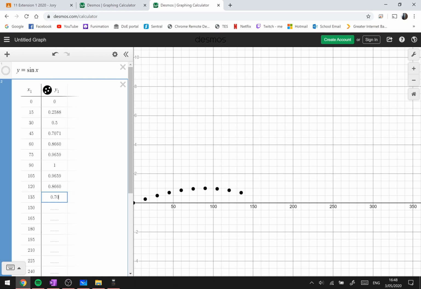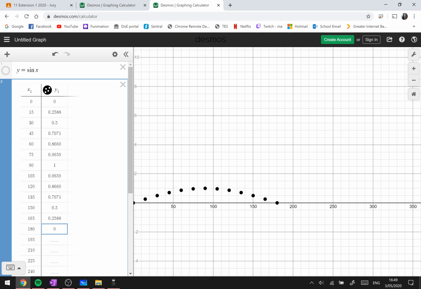And we know that in the second quadrant, sine is positive. Okay, in the first and the second it is positive. So they're all going to be exactly the same. Okay, 0.2588 and 180 is 0. So looking at this graph, it goes up, and then it starts to come back down again. Okay? So once we've put in those values, we can kind of see what's happening.